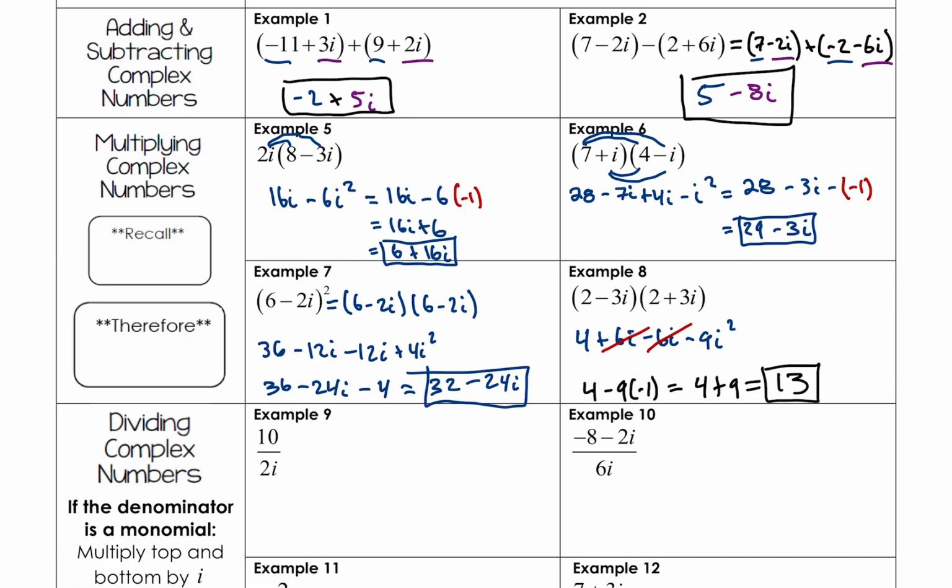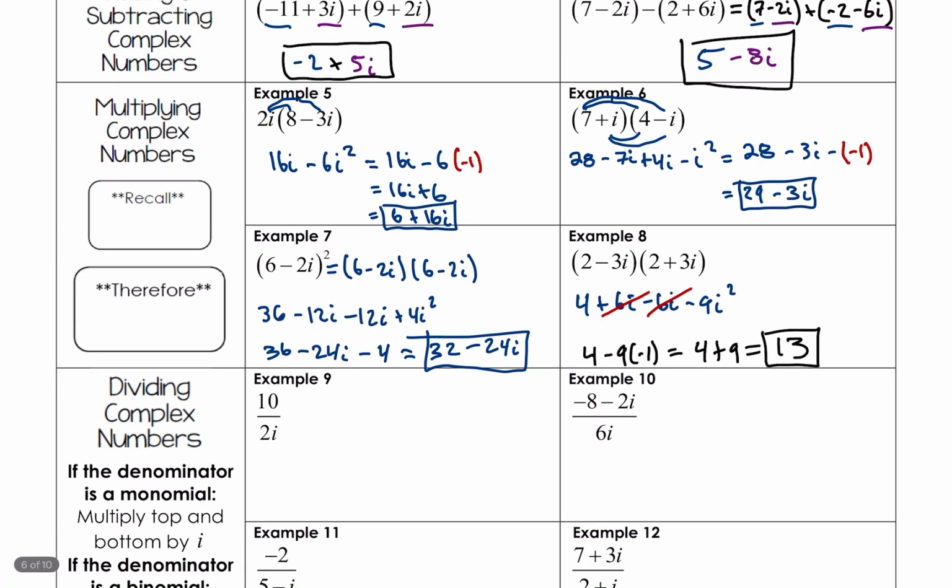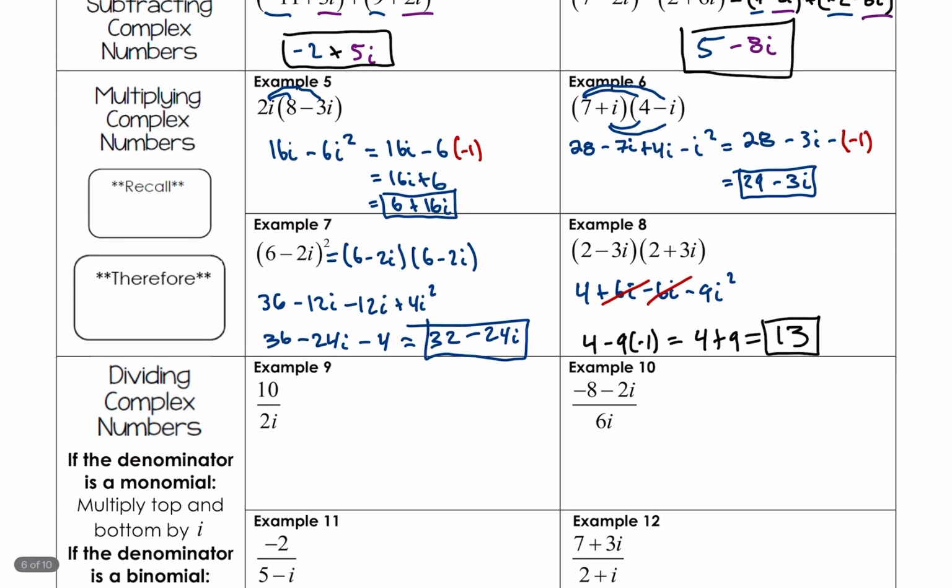And the nice thing about them is every time we multiply by the conjugate, these middle terms are going to cancel out, and this is always going to end up as an i squared or a negative 1. So we're always going to end up with a real number when we multiply a number by its conjugate. Okay? So that'll make a little more sense as we do some examples.